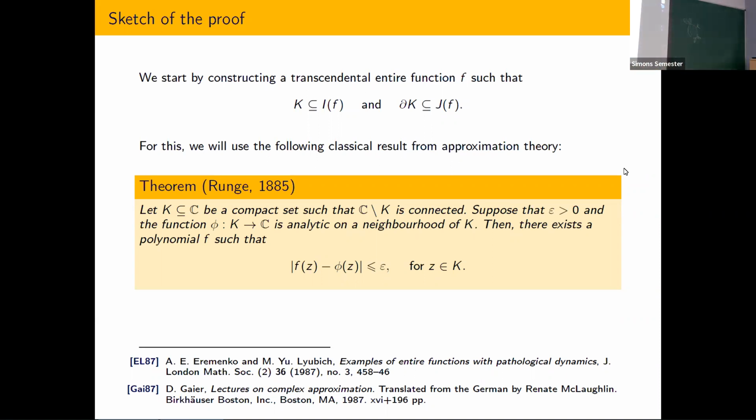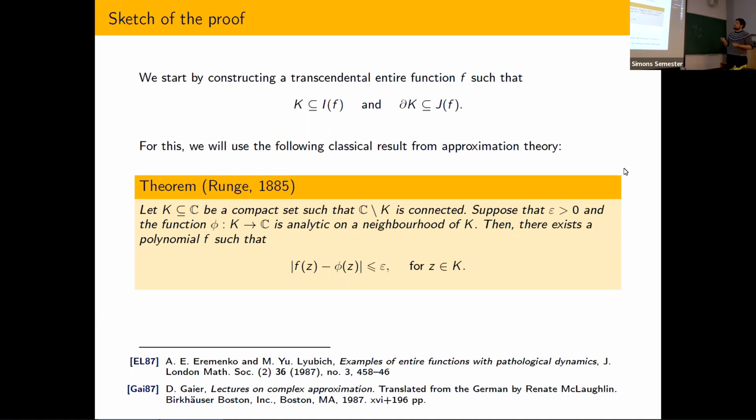So you prescribe the function phi on this compact set K, and then for every epsilon, you find a function that is entire and it's a polynomial, and it's epsilon close to the function phi that you prescribe for all the points on the compact set. This is a very, very classical result of approximation theory. And this is what we will use to construct this function for which K will be a path connected component of the escaping set.